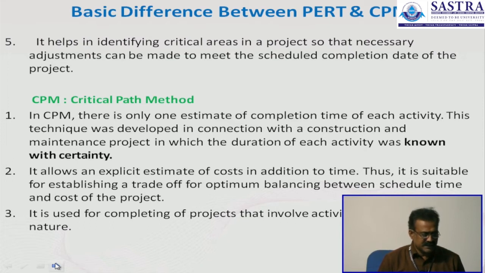And the second point for the Critical Path Method is that it allows explicit estimates of costs in addition to time. Thus, it is suitable for establishing a trade-off for optimum balancing between schedule time and cost of the project. So, it is used for completing projects that involve activities of a repetitive nature.